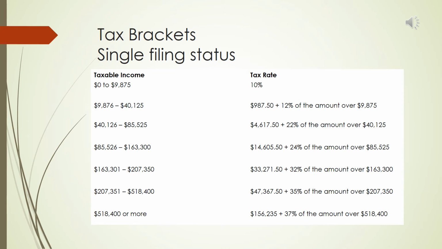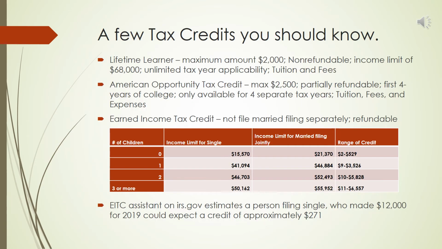For instance, in the second tax bracket, $9,876 to $40,125, your tax is $987.50 plus 12% of the amount over $9,875. It's important to note that your taxable income is determined by your salary minus either the standard or itemized deductions discussed previously. Here are a few tax credits that you should know about.